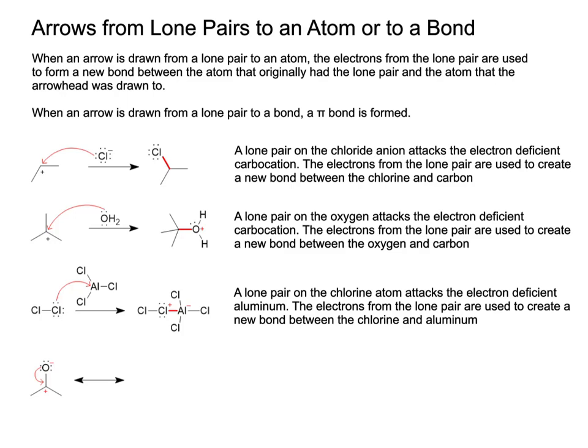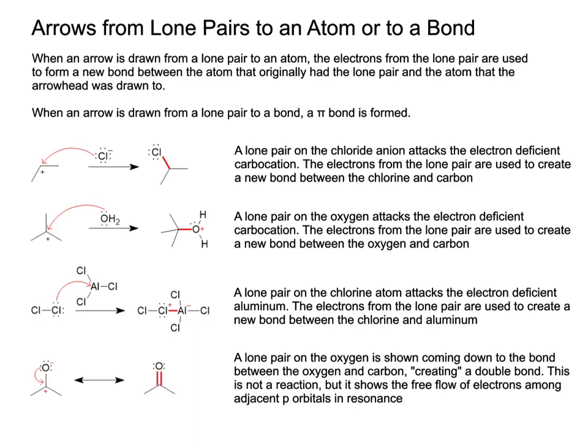In our third example, a lone pair on the chlorine atom attacks the electron-deficient aluminum. The electrons from the lone pair are used to create a new bond between the chlorine and aluminum. Once again, that is the only arrow that we drew, so all of the other remaining bonds remain as they were before. In our final example, a lone pair on the oxygen is shown coming down to the bond between the oxygen and carbon, creating a double bond. This is not a reaction, but it shows the free flow of electrons among adjacent p orbitals in resonance.